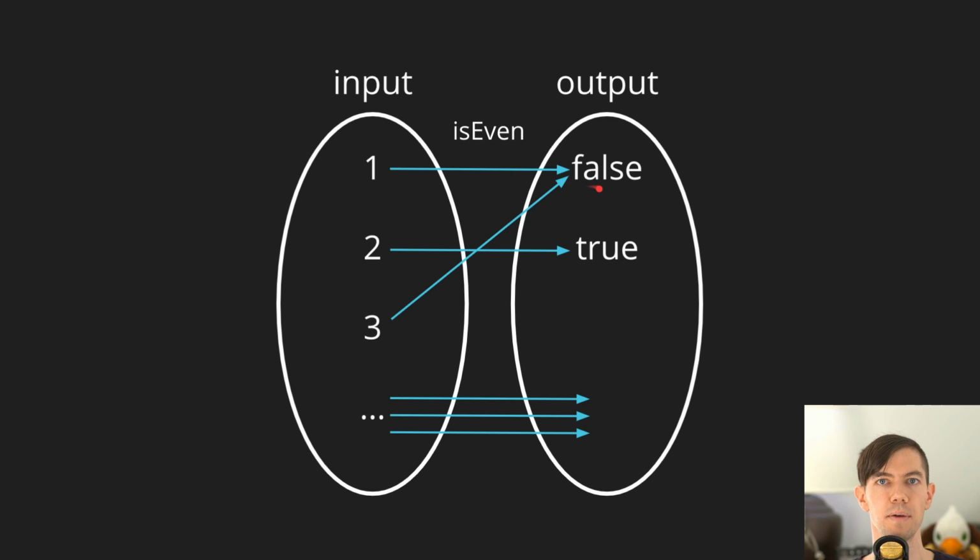So that means 1 maps to false, 2 maps to true, 3 maps to false, and so on, alternating forever. It's important to note that while it's valid to have multiple inputs that map to the same output, it would not be valid to have a single input map to multiple outputs. And this here is the reason why things like random number generators don't count as functions, because they don't map a single output for each single input.